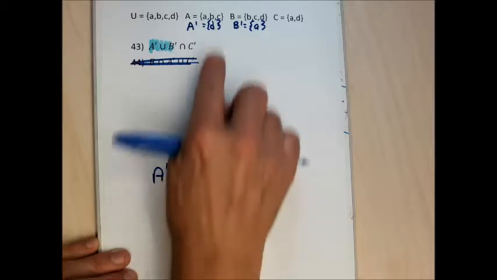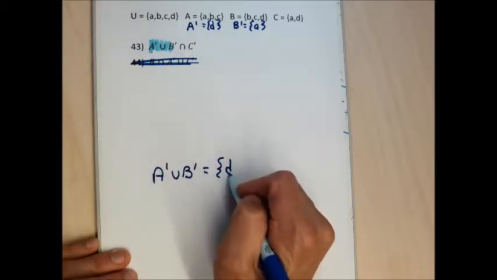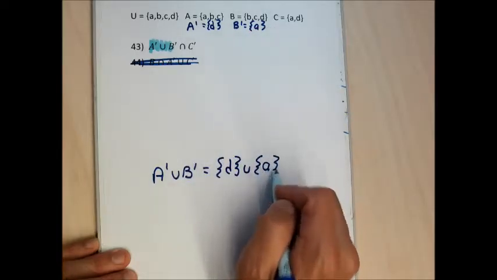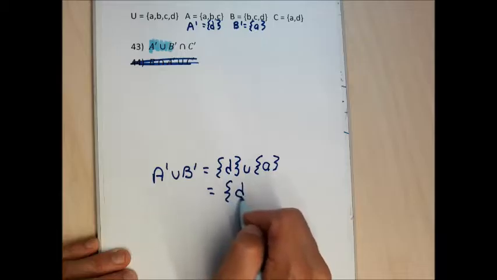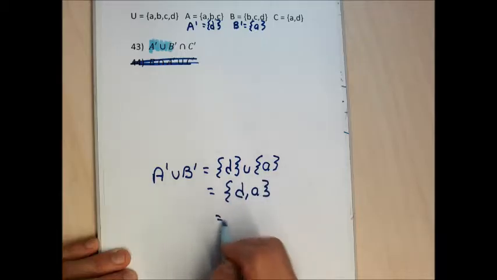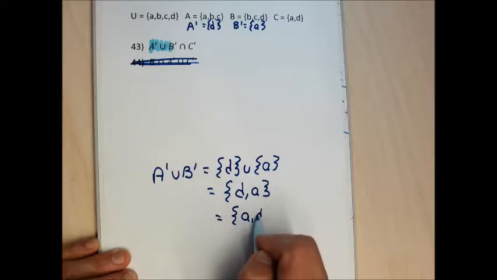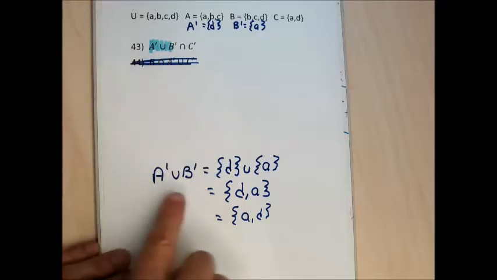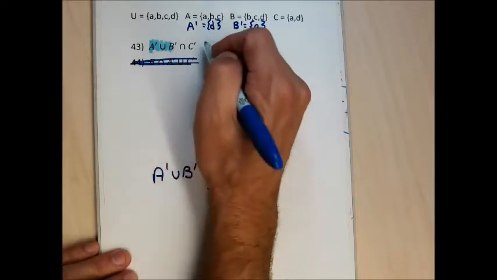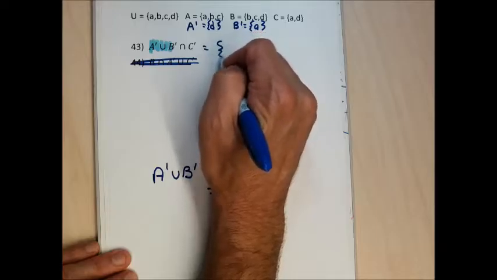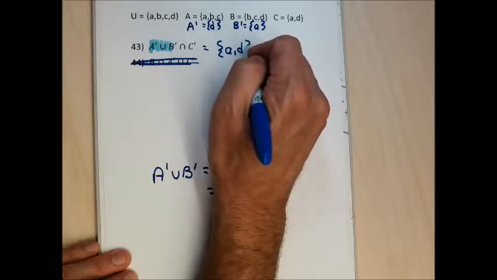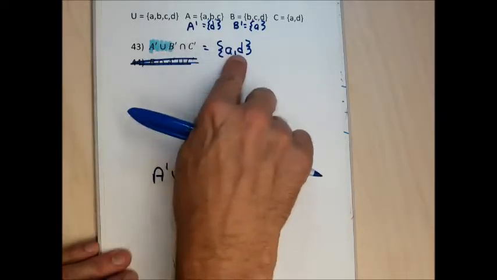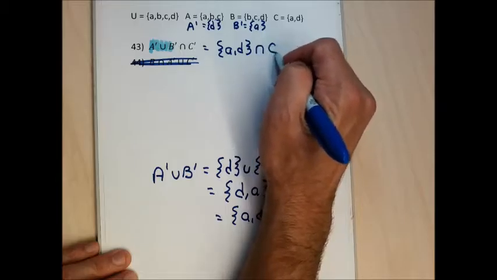So the first thing I need to do is figure out what A complement union B complement is. A complement is the set that contains the letter D. B complement is the set that contains the letter A. And when I union those two sets, I take the elements of each set and join them together, and there's no duplication there, but I'm going to take the time to write those in a nice order. So this thing that I have highlighted in blue is A complement union B complement. That's going to be the set A and D. So now I can rewrite this problem without that written without sets, and now I can write it with a set, and then it's going to be intersection C complement.